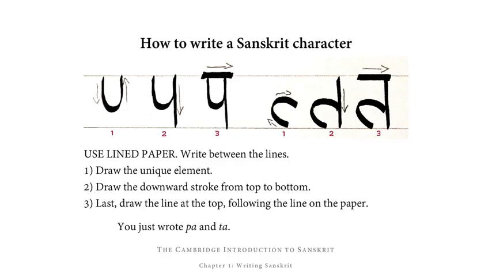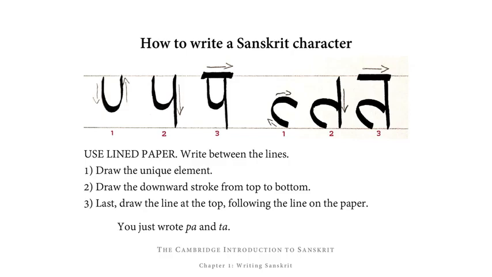And what you should do is draw the unique element first. Usually it would be hanging from the top line. You should then draw the downward stroke from top to bottom, going from the top line to the bottom line. And last, you should draw the line at the top, and that's done most easily if you follow the line on the paper. Now, I've done this here with 2 characters, namely pa and ta.